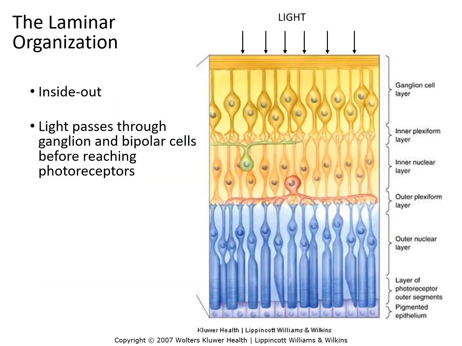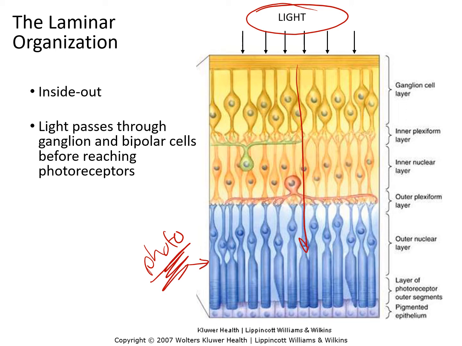Well, here's this laminar organization in cartoon form. And what you'll notice is one key aspect. The light's actually coming in on the side. So the photoreceptors are actually down here. So here's your photoreceptors, meaning that the light's actually going to make its way all the way through this entire layer until it actually hits the photoreceptors, the rods and the cones that are going to respond to the different frequencies and wavelengths of light.